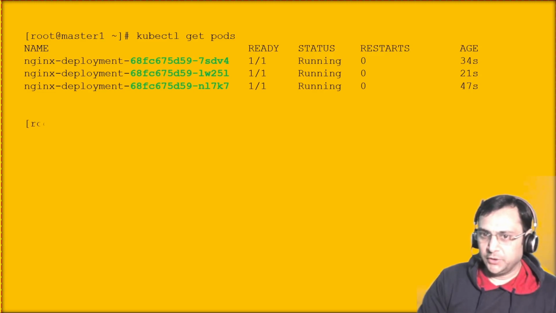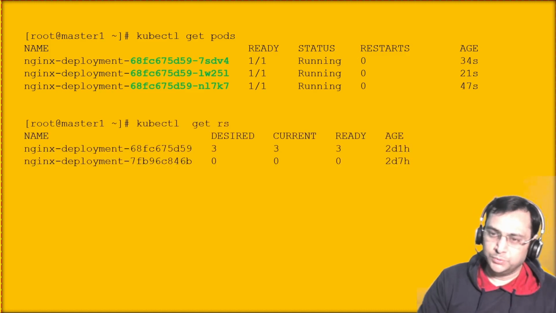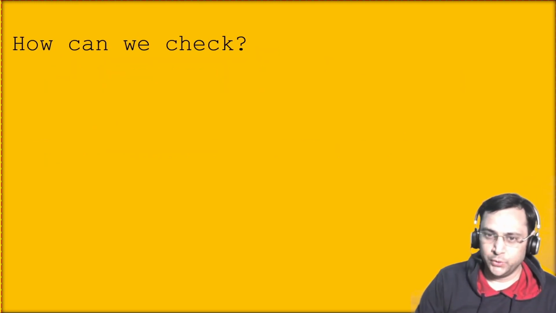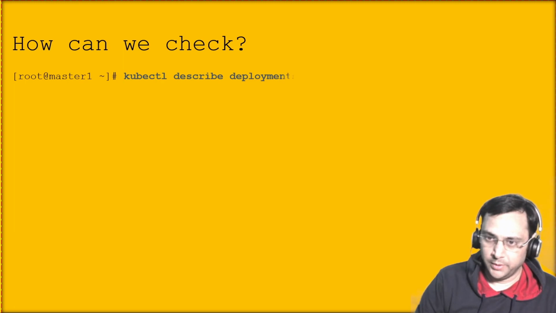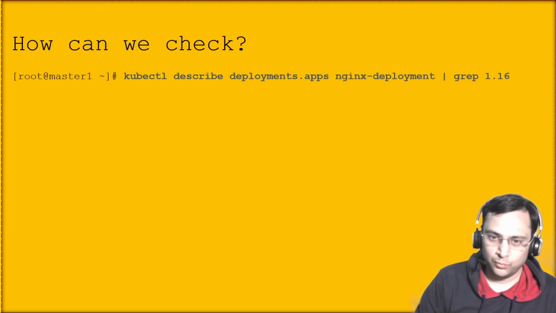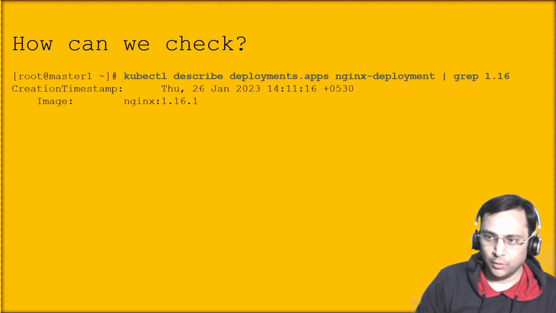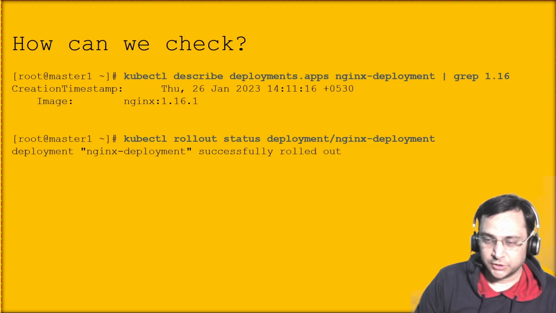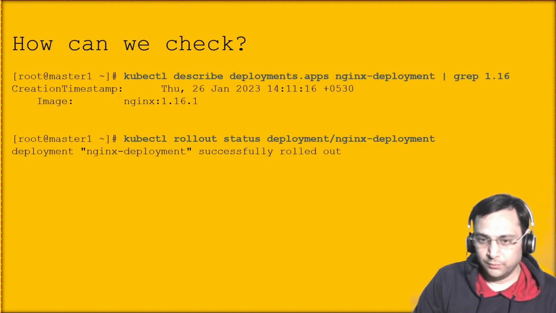If we execute the command kubectl get rs, we will observe 2 replica sets, old and new. How can we check? If we execute the command kubectl describe deployment nginx-deployment and grep 1.16, we will observe the image output, right? After that, if we execute the command kubectl rollout status, then we will see it is successfully rolled out. It means that we have successfully upgraded the deployment.